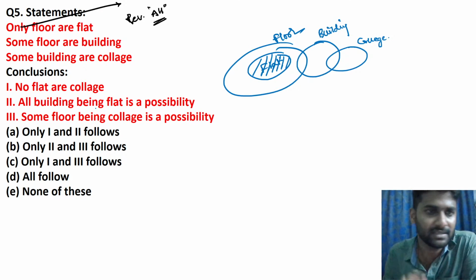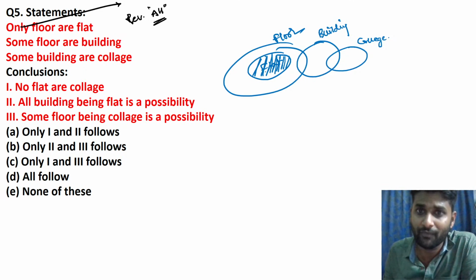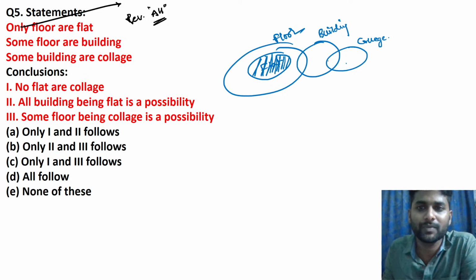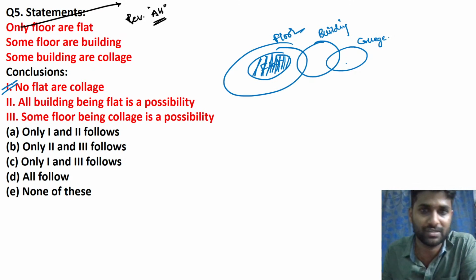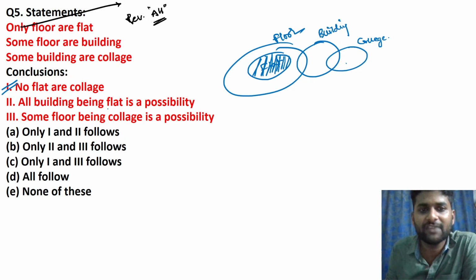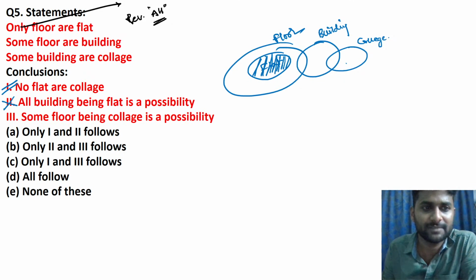Now, that is the information. No flats or college. Guys, remember, here the information is no flat or college. I already mentioned that the flat belongs to the floor. We can't assume flat into any other object. It means flat and college, we can't assume any relation. It means no flat or college is an absolutely right conclusion. Yes, why? Because we can't assume any relation. All buildings being flat is a possibility. We can't assume building into the flat also. Still, there is no possibility.